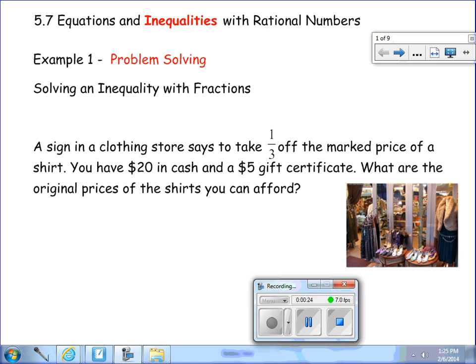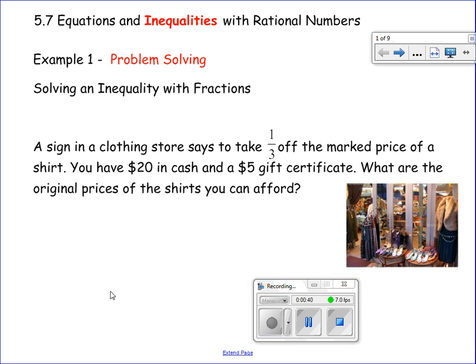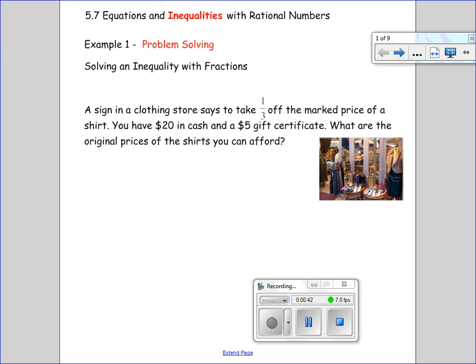A sign in a clothing store says to take 1/3 off the marked price of a shirt. You have $20 in cash and a $5 gift certificate. What are the original prices of the shirts you can afford? So in an example like this, we need to understand that anything that we purchase has got to be less than or equal to $20.